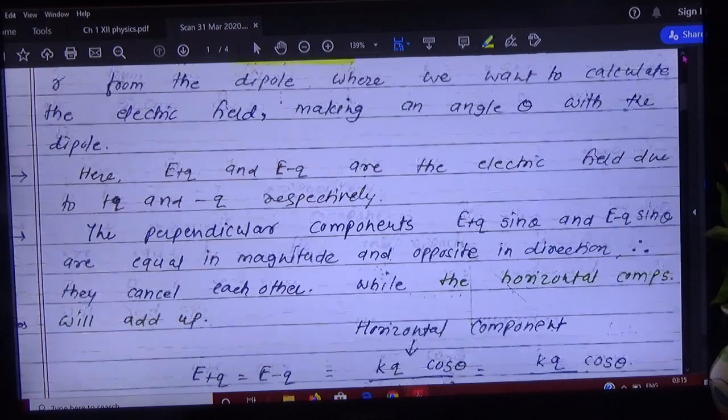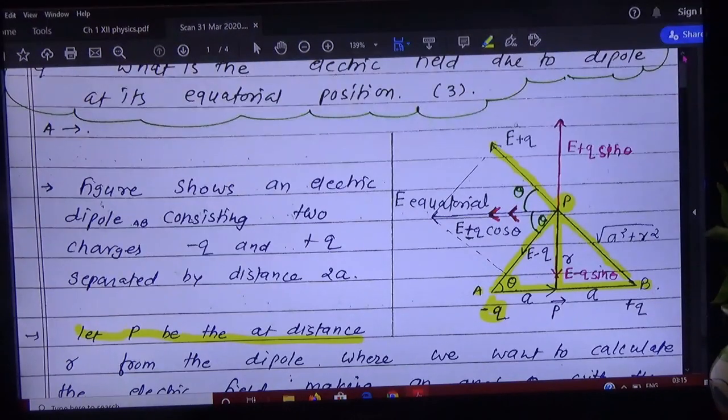Now the rest of the thing you need to understand from the diagram here is that if this is angle theta, then according to the convention this will also be theta, this will also be theta. For that you need to go to 11th standard chapter 5, revise it and you will understand these things very easily. Now electric field due to plus Q charge, we are calling it E plus Q here. Electric field due to minus Q, E minus Q here.